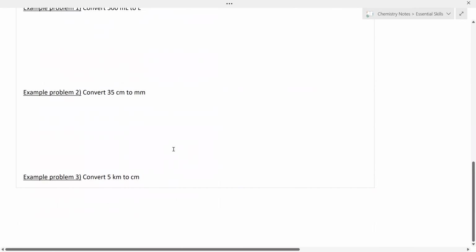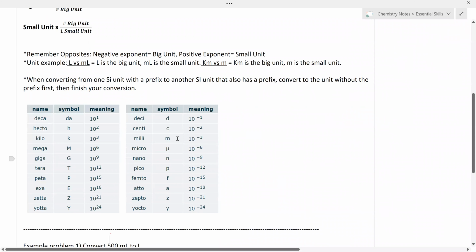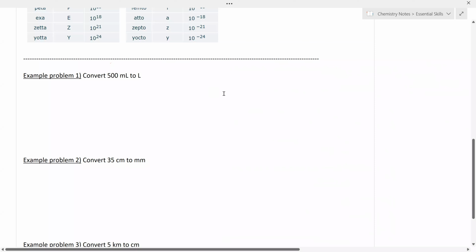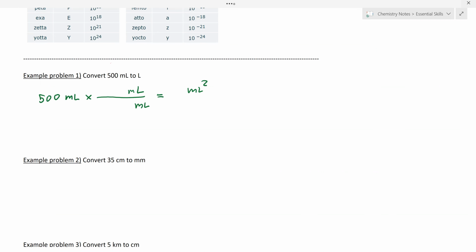And again, this is kind of a short chapter, so we're already almost at the end. But now we have the example problems. We're converting 500 milliliters to liters. So we have the 500 milliliters, and we can set it up like this because if you had milliliters up top, those would combine and you'd get milliliters squared because of the multiplication. But when you have the milliliters on the bottom, it cancels out, and that's what we want.